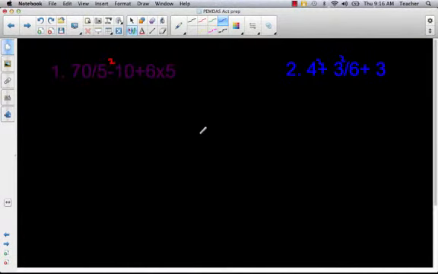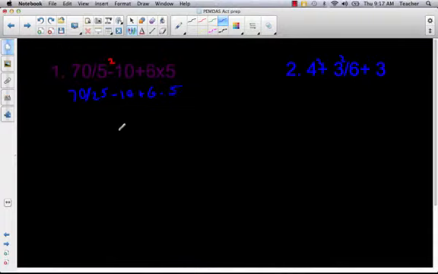So 70 divided by 5 squared minus 10 plus 6 times 5. So very exciting. So from our PEMDAS list, we are going to do the parentheses. Oh, no parentheses, so I guess we don't have to do it. So we're just going to do 5 squared, which is just 5 times itself, so you would write down 70 divided by 25. 5 times 5 is 25, minus 10 plus 6 times 5.